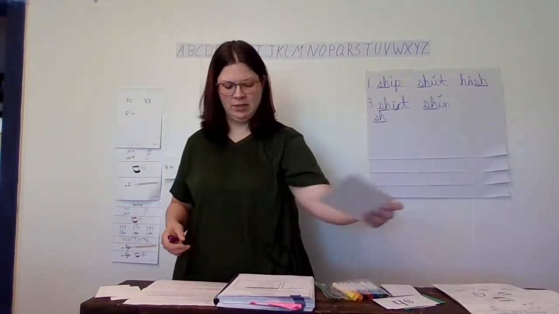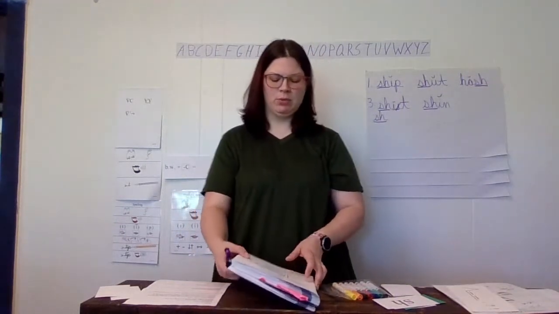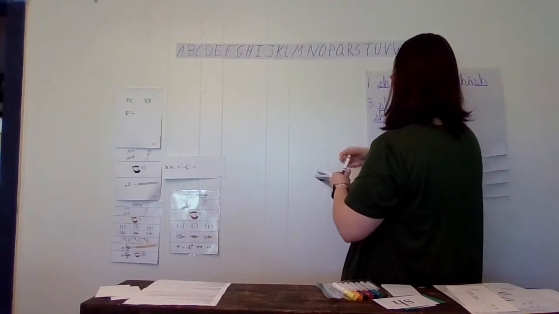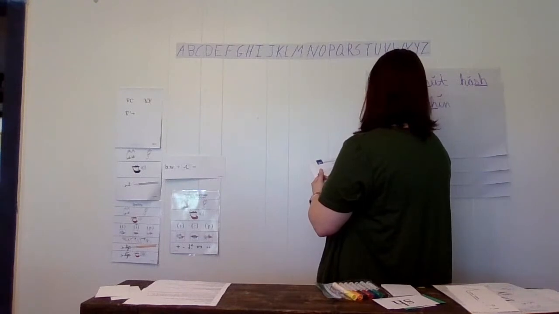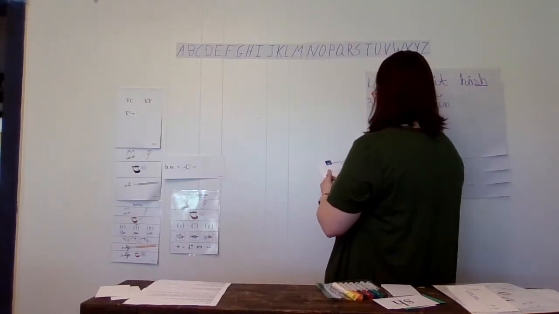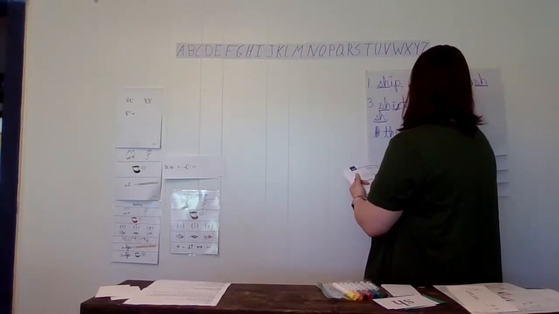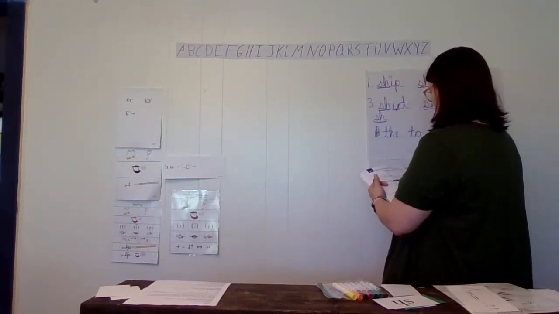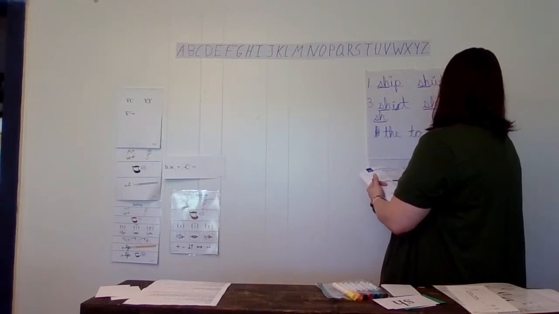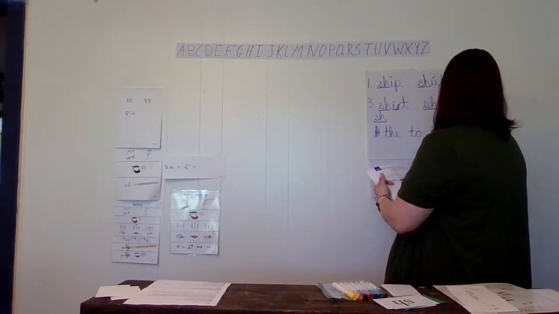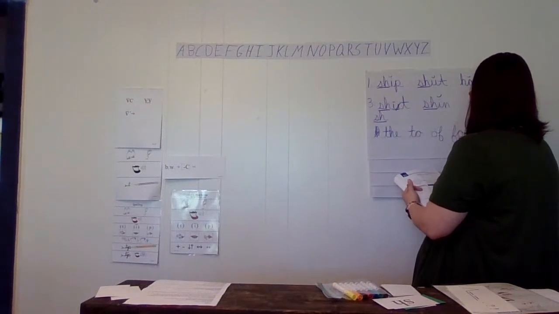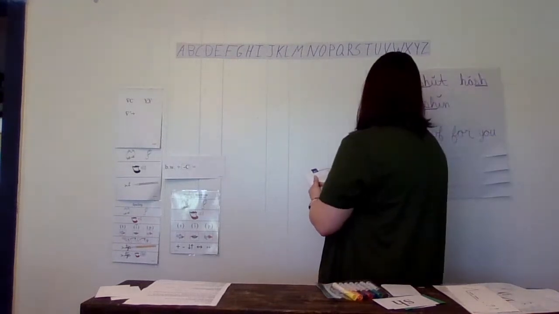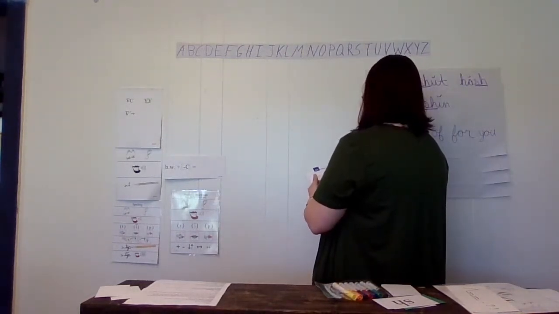All right, so we have some instant words that we need to remember, so I'm going to go ahead and write them on the board for you. We have T-H-E, which we read as the. We have T-O, which we read as to. O-F, which we read as of. F-O-R, which we read as for. Y-O-U, which we read as you. And lastly, we have A-R-E, which we read as are.